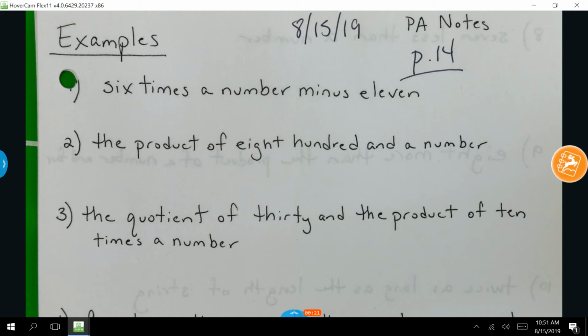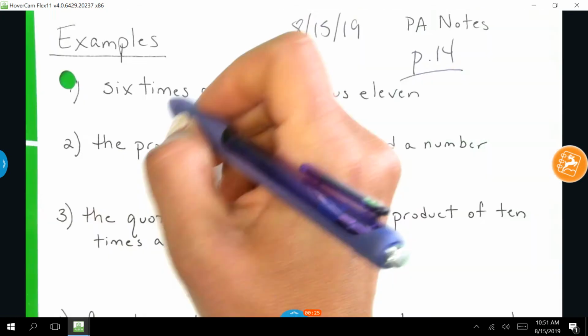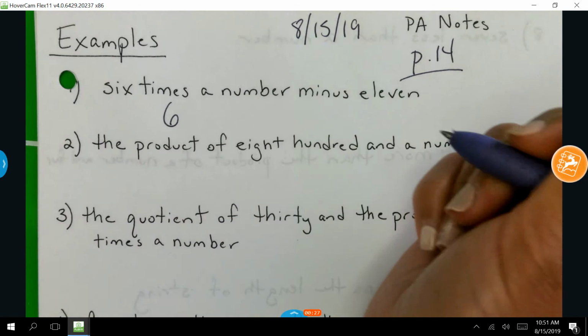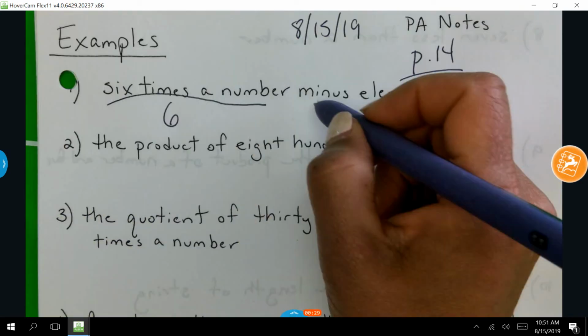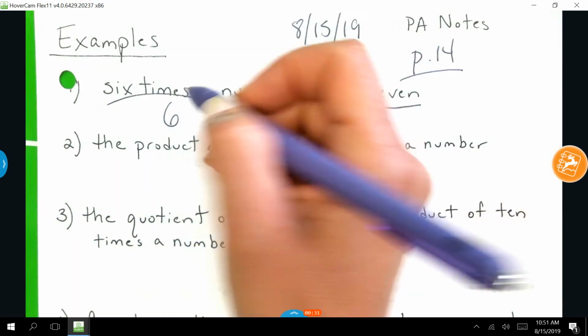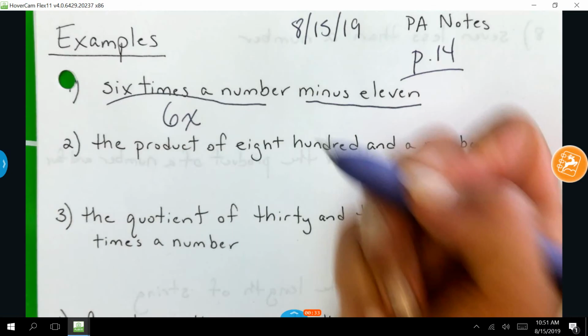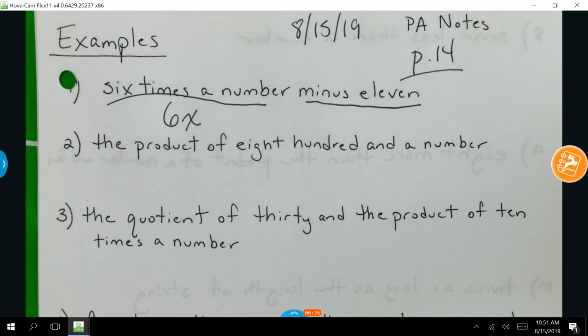So 6 times a number minus 11. 6, and you can use whatever variable you want. 6 times a number, and then that's the second part. 6 times a number, so I'm just going to use x. And then how do we show minus 11? Yes, minus 11.